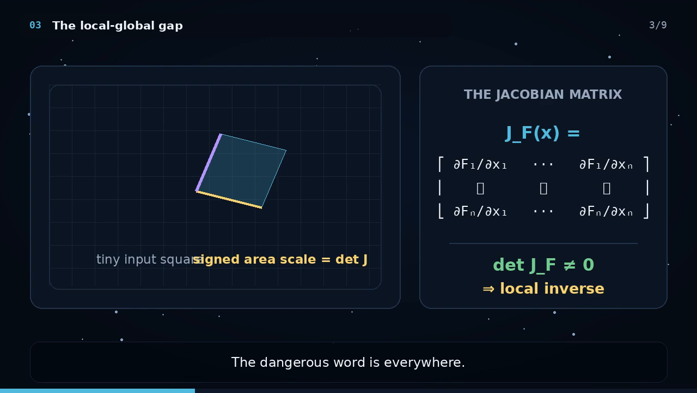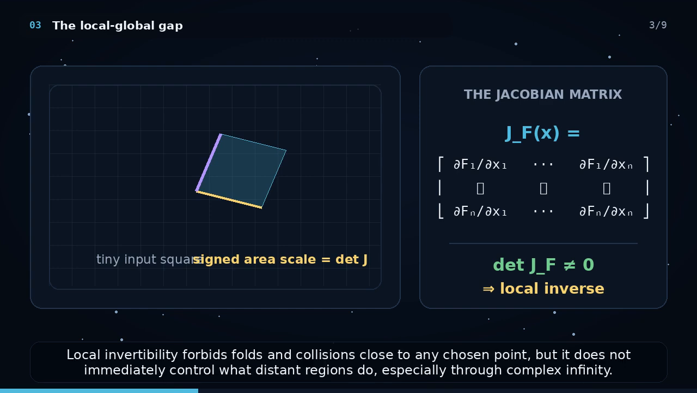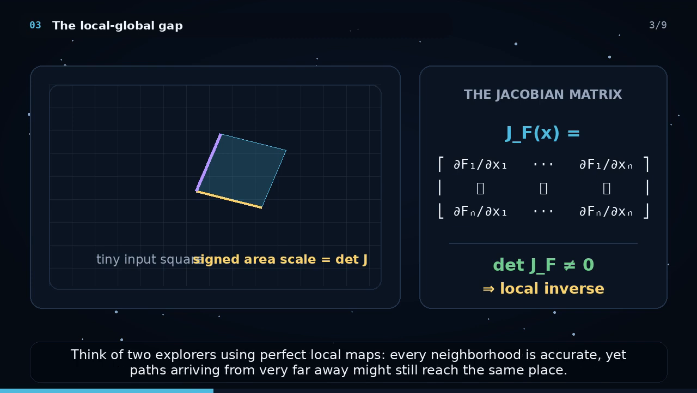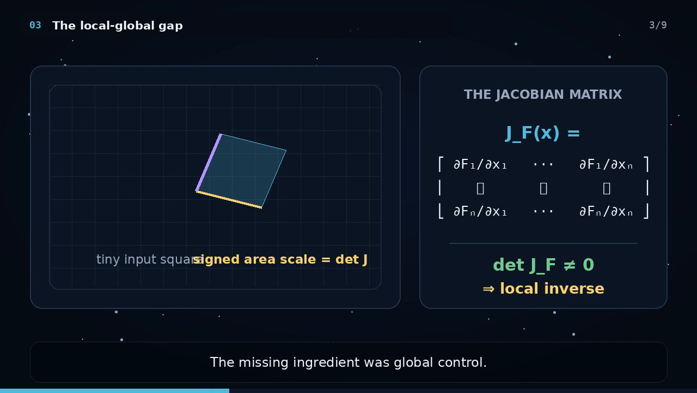The dangerous word is everywhere. Local invertibility forbids folds and collisions close to any chosen point, but does not immediately control what distant regions do, especially through complex infinity. Think of 2 explorers using perfect local maps. Every neighborhood is accurate, yet paths arriving from very far away might still reach the same place. The missing ingredient was global control.